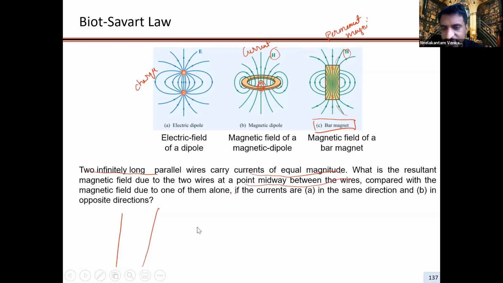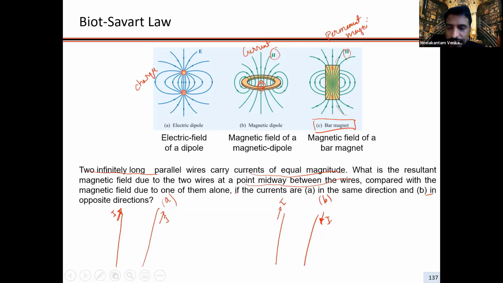These are carrying currents. In case A, both the currents are in the same direction, and in case B, both the currents are in opposite directions. For example, here the current I is flowing up, and so is the current I here. Whereas here the current I is flowing up, but here the current I is flowing down.